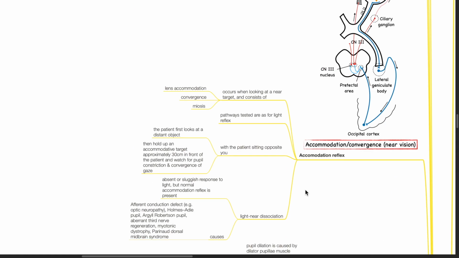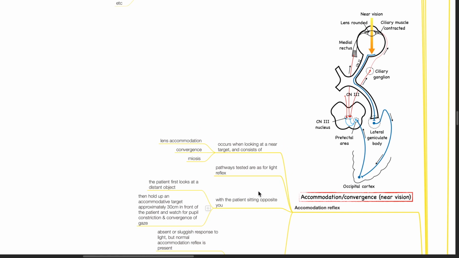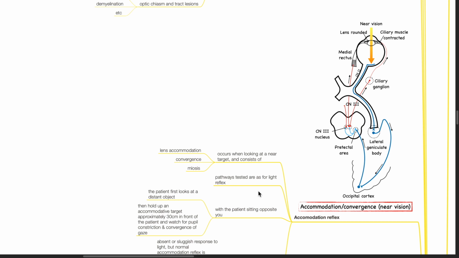Accommodation reflex occurs when looking at a near target and consists of lens accommodation, convergence, and miosis. Pathways tested are as for the light reflex. With the patient sitting opposite you, the patient first looks at a distant object, then hold up an accommodative target approximately 30 cm in front of the patient and watch for pupil constriction and convergence of gaze.